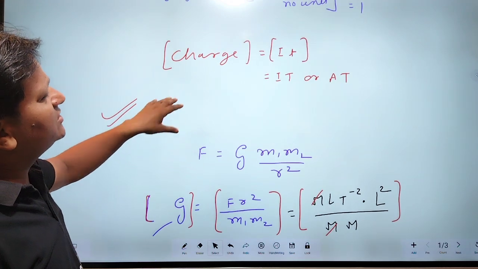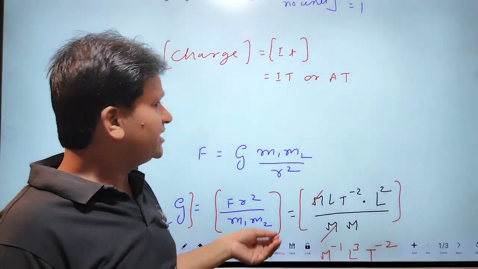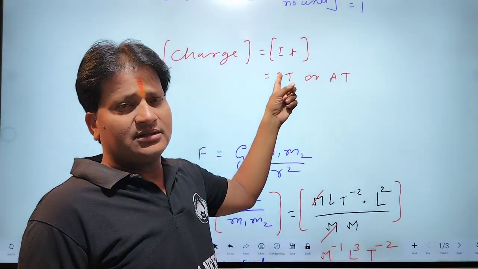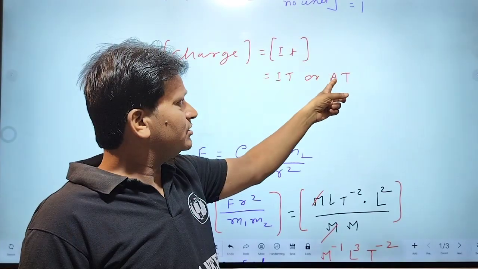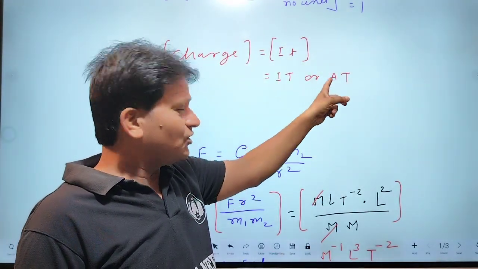What is charge? Charge will be equal to current into time. Current is a fundamental quantity, therefore its dimension will be either I or A. It can be written as I or A.